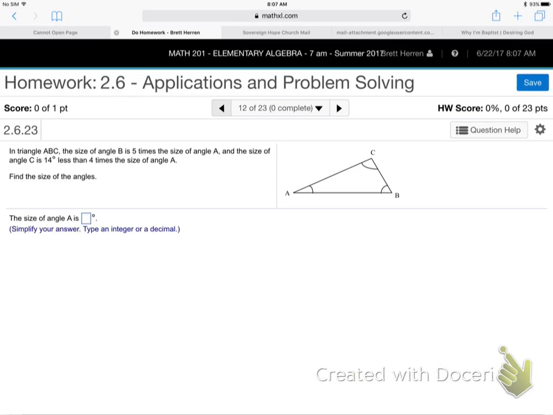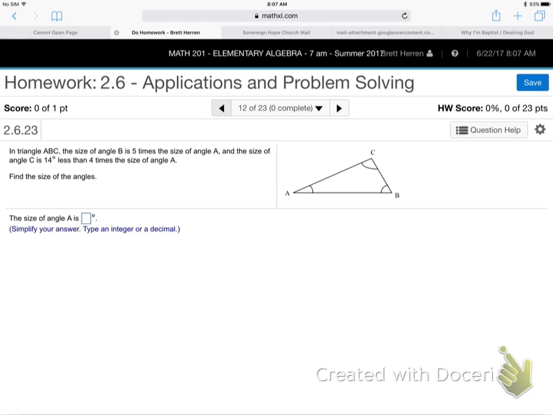So number 12. In a triangle ABC, the size of angle B is 5 times the size of angle A. The size of C is 14 less than 4 times A. Find the size of the angles. That sounds fancy. You don't have to know a lot of geometry for this class. It sounds harder than it is. It's actually not that bad.